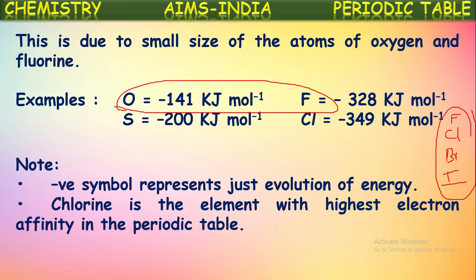Now among these also, from top to bottom, electron affinity decreases, we told. But here from fluorine to chlorine, it increases. So now chlorine is the element with the highest electron affinity among all. Okay.